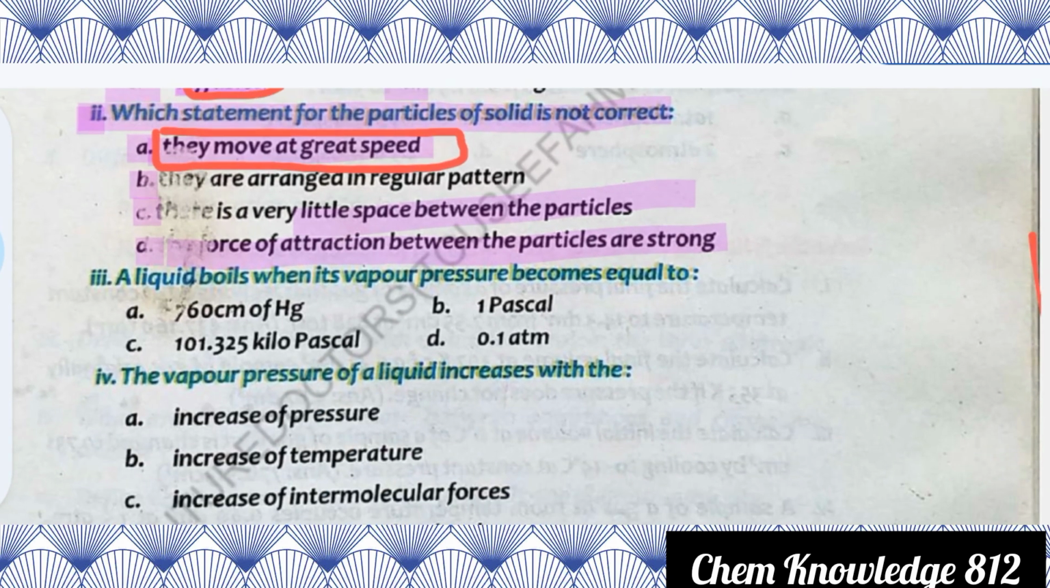Number third, a liquid boils when its vapor pressure becomes equal to A, 760 centimeter of mercury, B, 1 Pascal, C, 101.325 kilopascal, and D, 0.1 atmosphere. So you can say that option C, 101.325 kilopascal, is the correct answer.